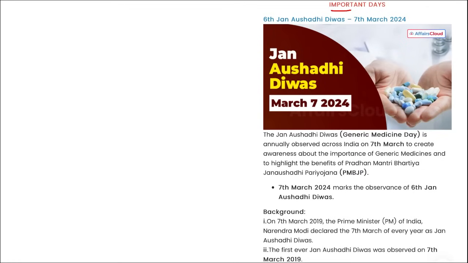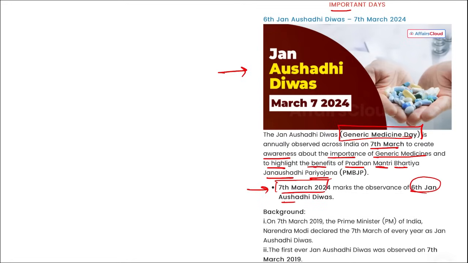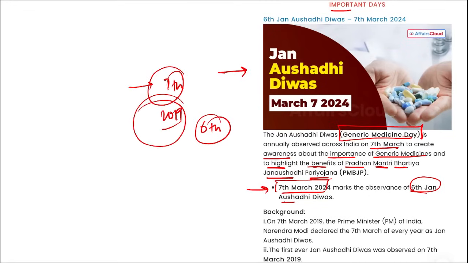Next is related to important days. Jan Aushadhi Divas. This day is observed on 7th of March. Jan Aushadhi Divas or Generic Medicine Day, observed annually on 7th of March to create awareness about the importance of generic medicines and to highlight the benefits of Pradhan Mantri Bharatiya Jan Aushadhi Pariyojana. Then 7th of March marks the observance of the 6th Jan Aushadhi Divas. That means this year in 2024, it was the 6th edition of the Jan Aushadhi Divas. Then the first ever Jan Aushadhi Divas was observed on 7th of March in 2019.